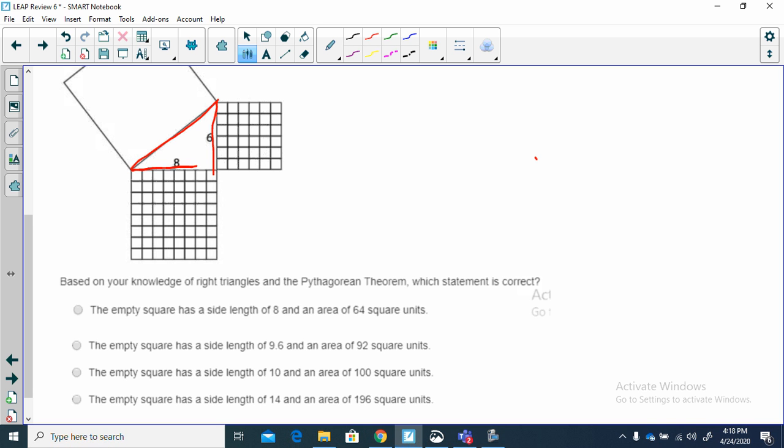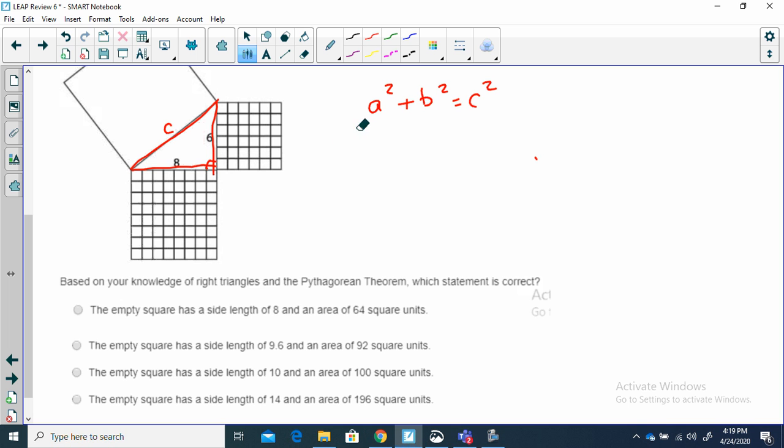And Pythagorean theorem states that a squared plus b squared is equal to c squared. The c is across from the right angle, it's the hypotenuse. A and b, it doesn't matter which is which.